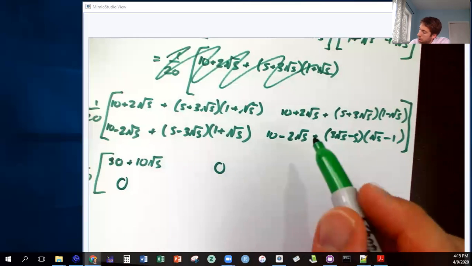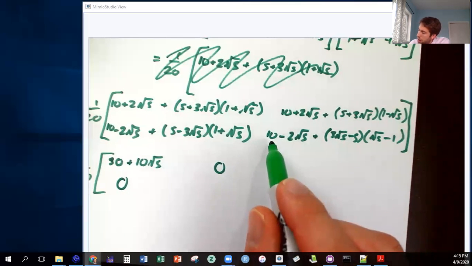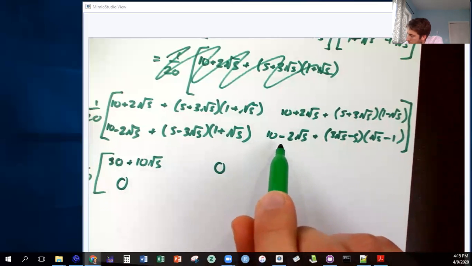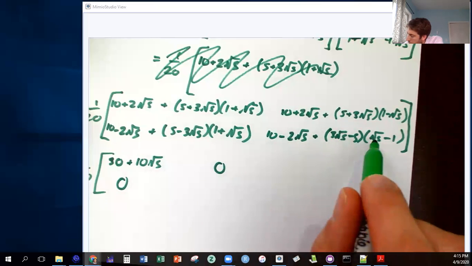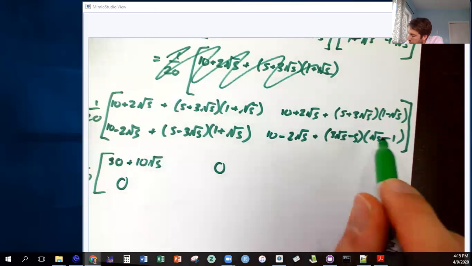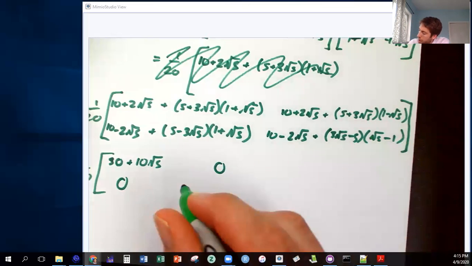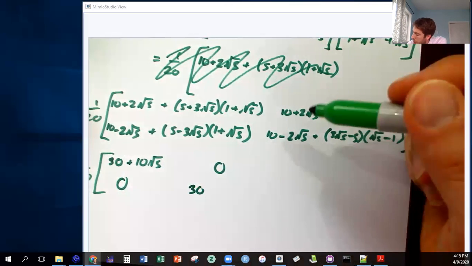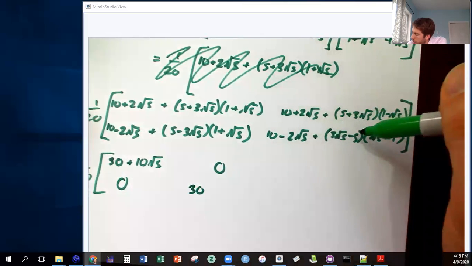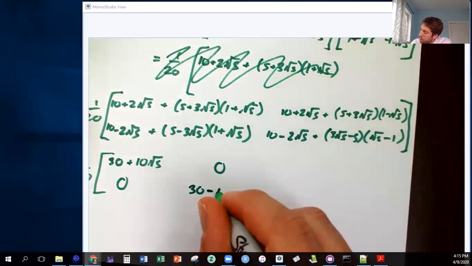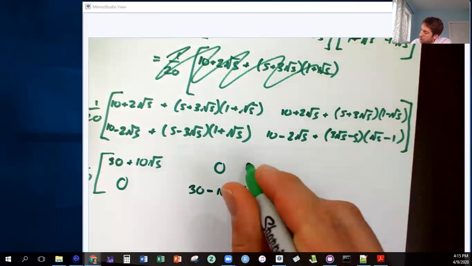And then here, I've got 10, and how many number terms do I have? 10, and this plus that, this times that will be 15. 10 plus 15 plus 5, so that's 30 again. And then my square root terms, I've got negative 2, negative 5, and negative 3. So minus 10 square roots of 5.